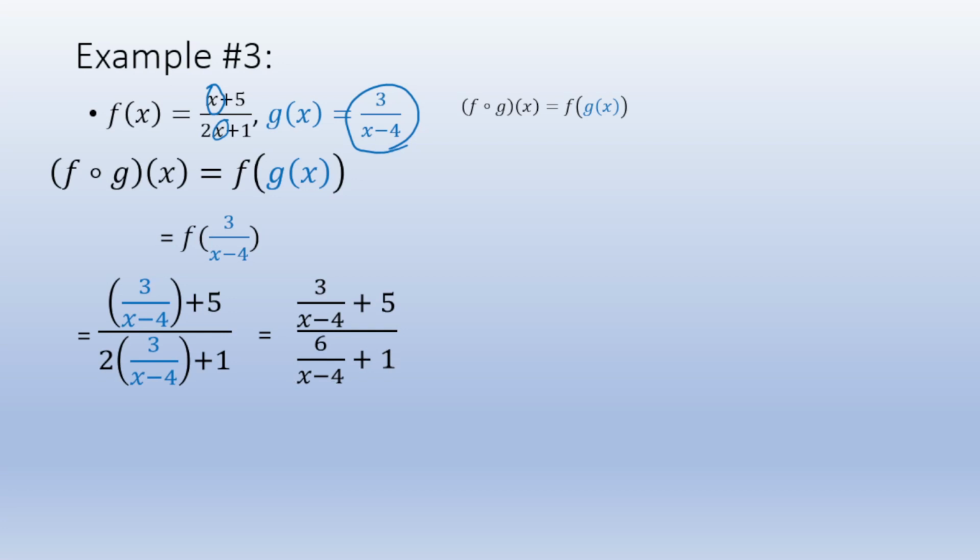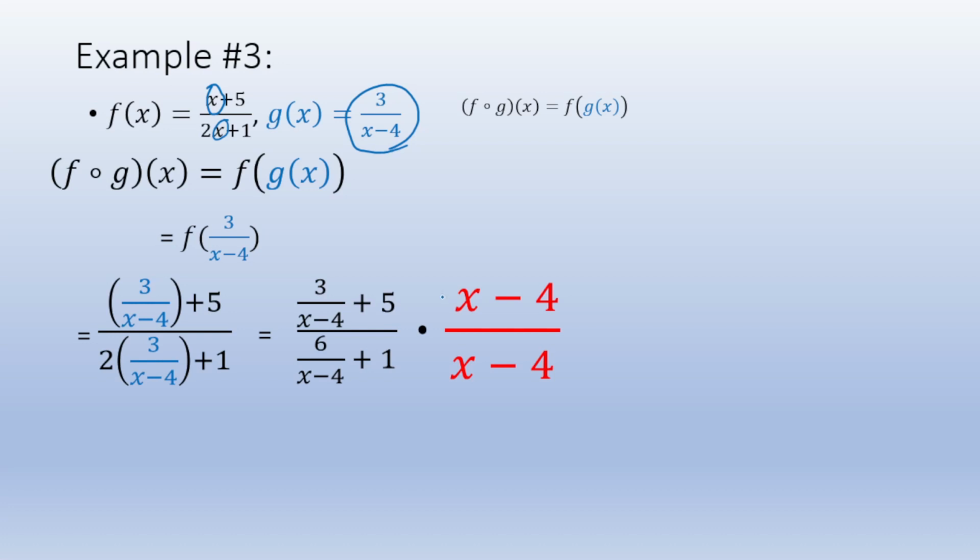We want to clear out the smaller fractions inside of this big fraction. The most common way that we do that is by multiplying the top and the bottom by the common denominator of all of the small fractions. Now in this case, we only have a denominator of x minus 4 for the small fractions, and so we'll do just that. Multiply both the top and the bottom by x minus 4.